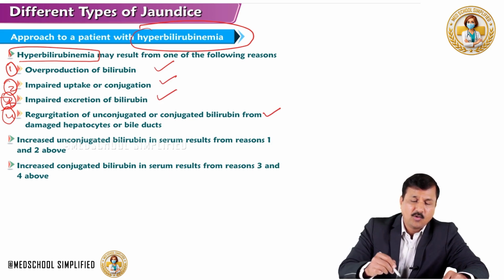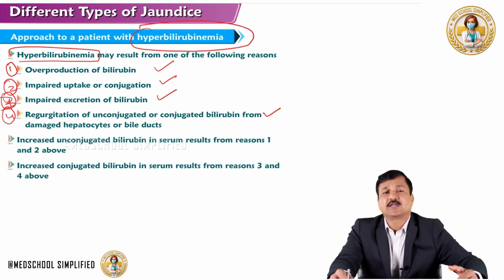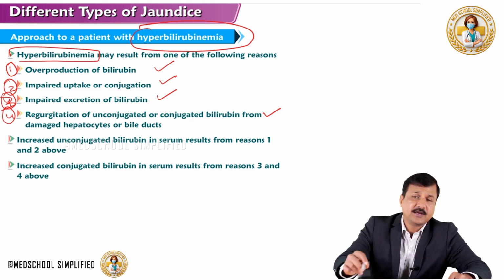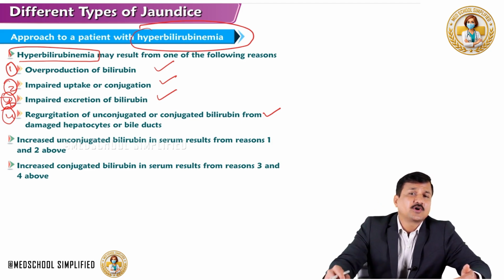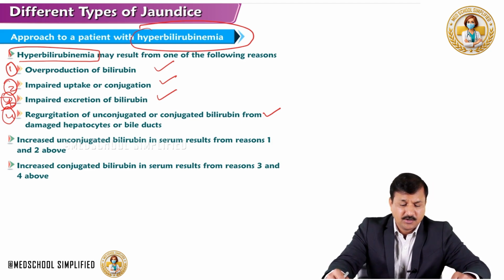That means overproduction of bilirubin. Excess bilirubin is made in the spleen and goes beyond the capacity of the liver to conjugate it. That's one cause. Second, it can be a liver issue where the liver fails to uptake that bilirubin, or even if it is taken up, it may fail to conjugate the bilirubin, converting unconjugated into conjugated bilirubin there.